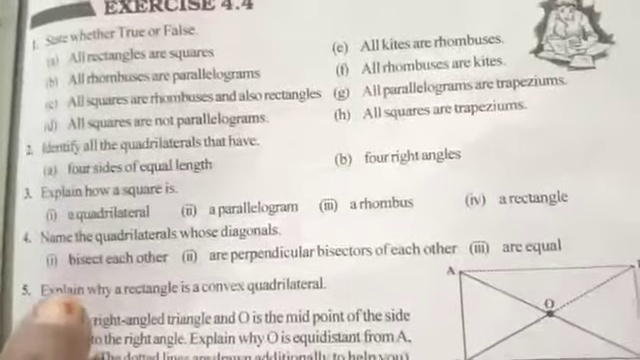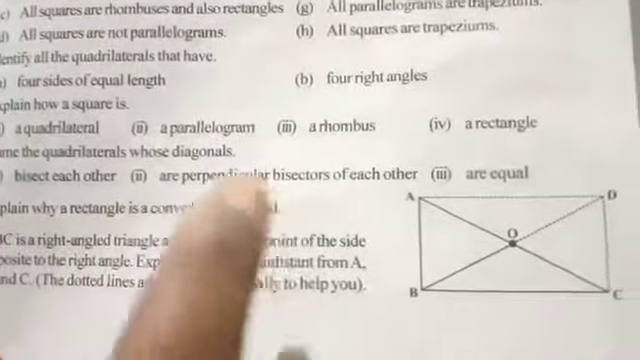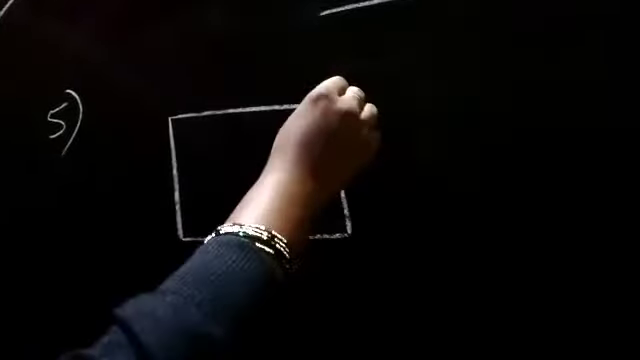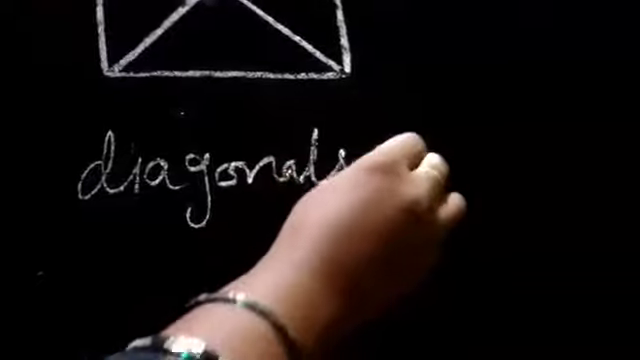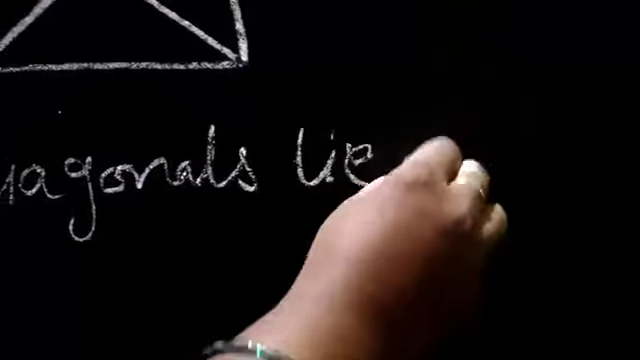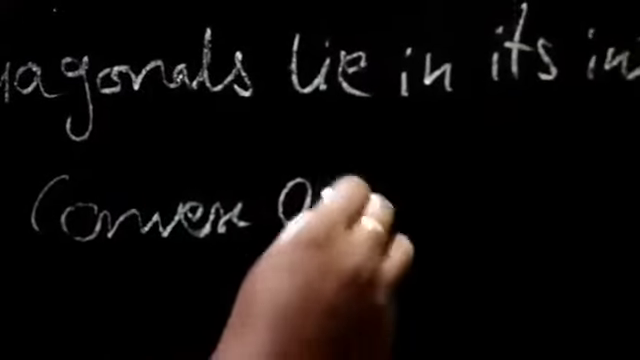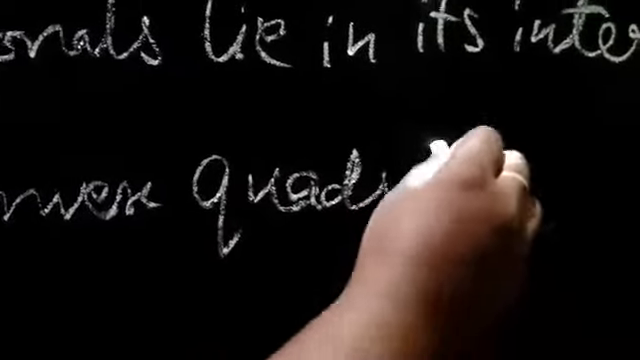Fifth question is, explain why a rectangle is a convex quadrilateral. Convex quadrilateral means in a rectangle the diagonals will be inside, interior. These diagonals lie in its interior, that's why this is a convex quadrilateral.